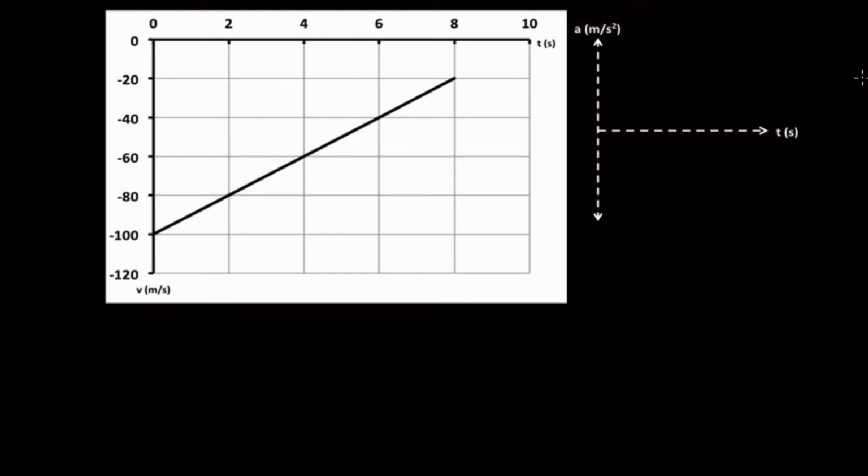Here's another graph. Let's see what we can figure out before we do any calculations. It's a velocity time graph. Check your axes. It's velocity and time. And we can see that the velocity here is negative.